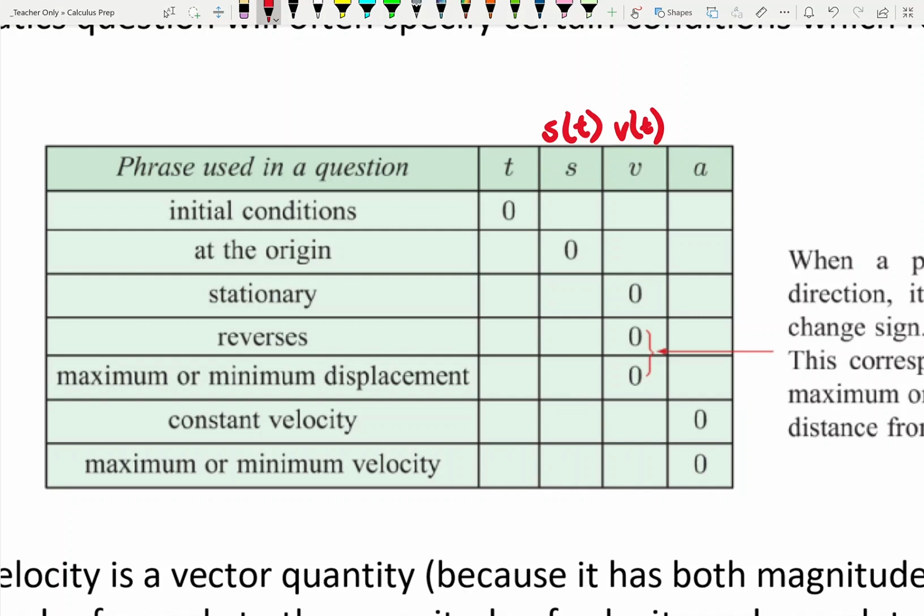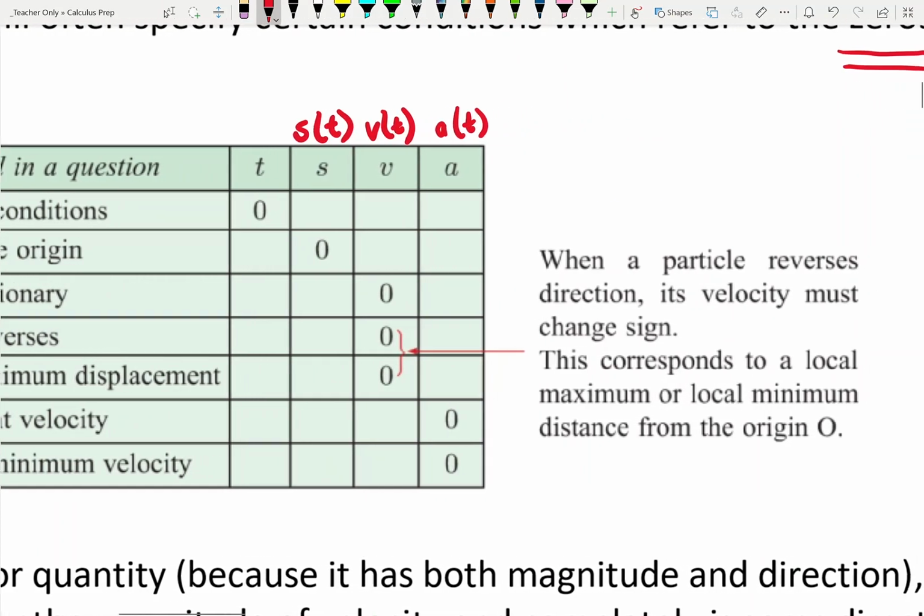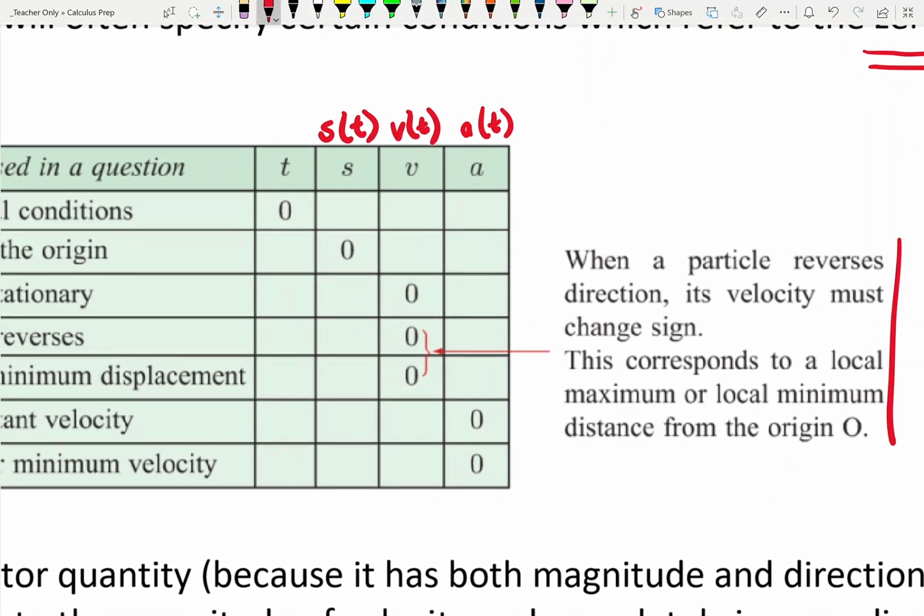And if we're looking for a constant velocity or a maximum or a minimum velocity, then we let a of t equal 0 and solve for t. We've discussed this up here, that when a particle reverses direction, its velocity must change, and that corresponds to a local maximum or a local minimum distance from the origin. So we start here at the origin, for example, we go out and back, then this is a local maximum distance from the origin. If we change direction again, then this is going to be a local minimum distance.